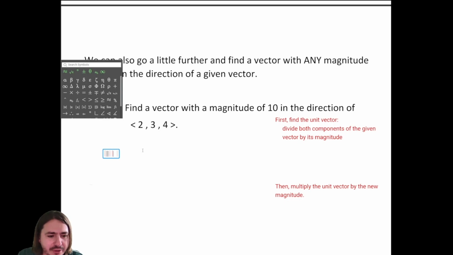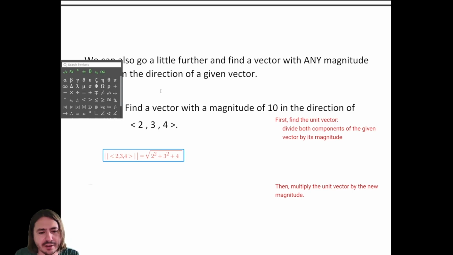The magnitude of vector 2, 3, 4 will be equal to the square root of 2 squared plus 3 squared plus 4 squared. I'm not going to give you any vectors that have more than 3 dimensions, so this will be the most you have to do. But even if you had 4 dimensions, you just add whatever that thing squared is. So this is how we calculate the magnitude.